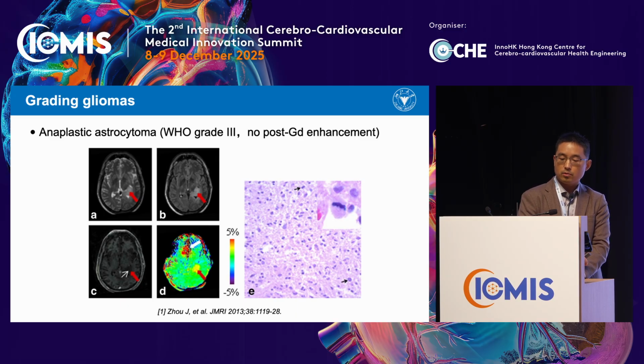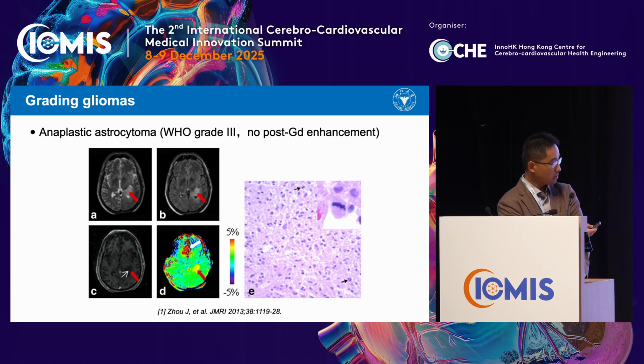So the first example that I will give you is about glioma grading. What you see here is a brain tumor patient. These three grayscale images are from the routine MR scans. This is a T2-weighted MR image, this is a FLAIR image, and this is a post-contrast T1-weighted image. Usually, when the clinicians see this post-contrast T1-weighted image, they don't see an enhancement in the tumor region. So there's no signal increase after the contrast injection.